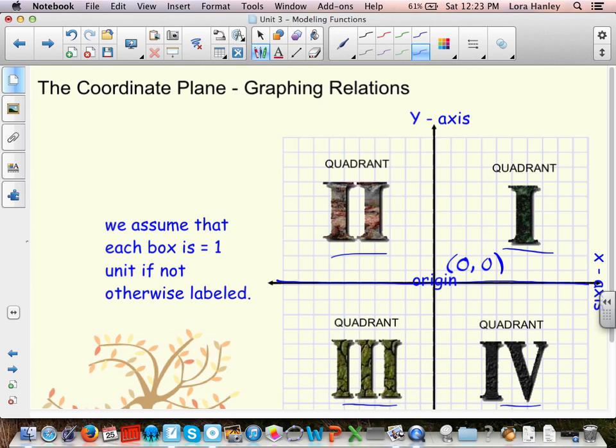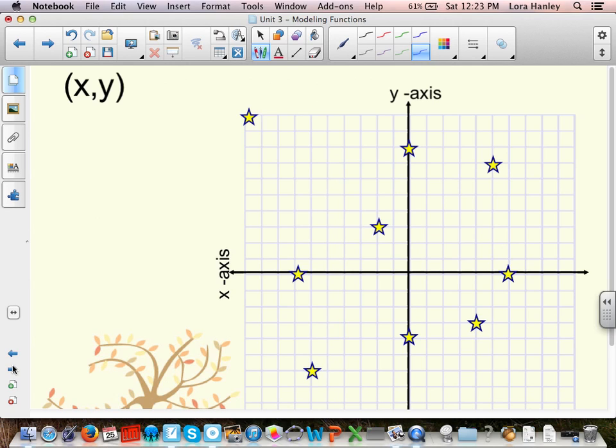If there are no numbers written on your axes, you assume each box is 1 unit. Every point is always an x and a y. The x coordinate comes first, the y coordinate comes second. So let's look at a few different points here from the graph. I'll start with one on the x-axis. This point, our x coordinate is over 1, 2, 3, 4, 5, 6, and we haven't gone off the x-axis, so our point is 6, 0. We went positive direction 6 and up 0.